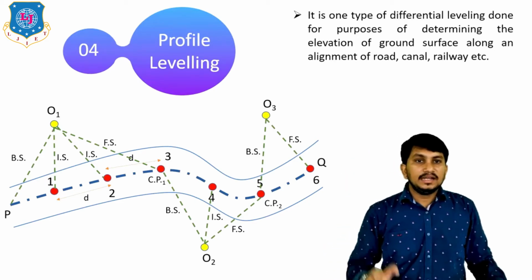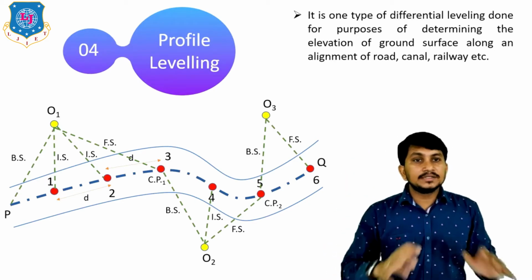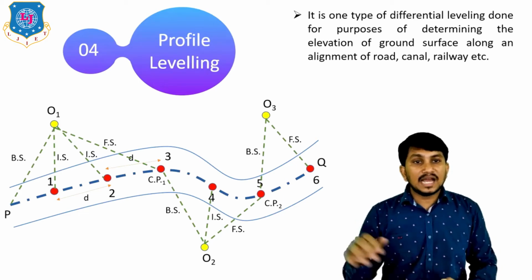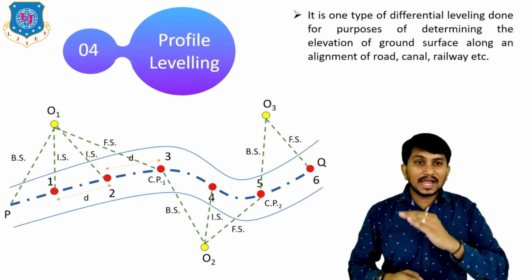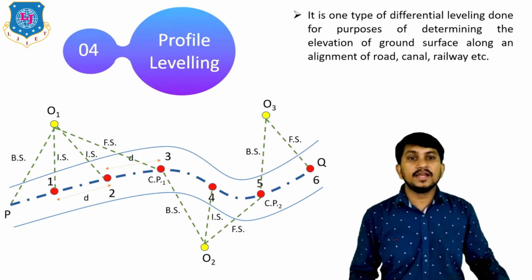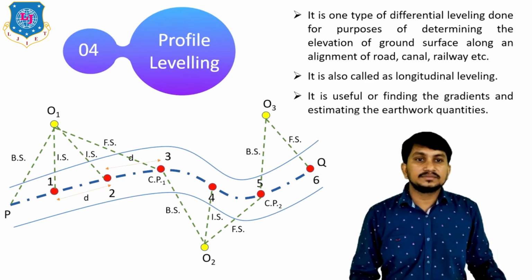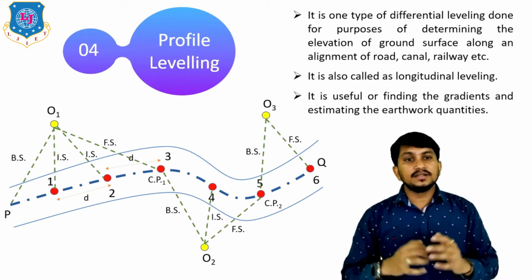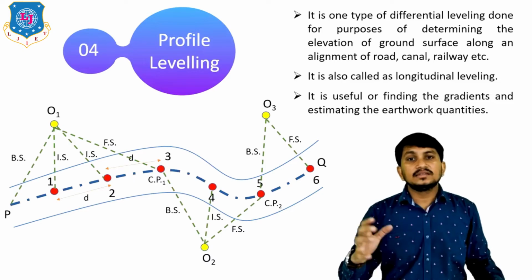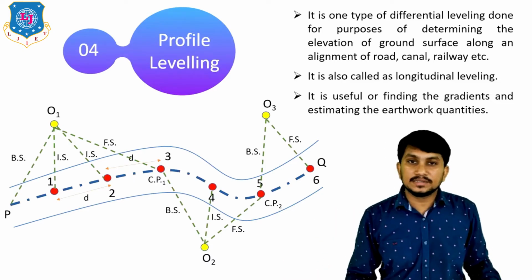Okay, it is one type of differential leveling done for the purpose of determining the elevation of the ground surface along the alignment of a road, canal, railway, etc. It is also called longitudinal leveling. It is useful for finding out the gradients and estimating the earthwork quantities. Okay, this is where profile leveling is used.